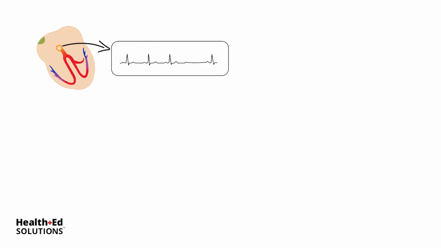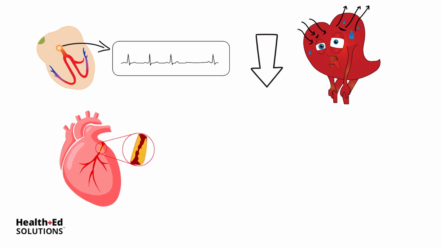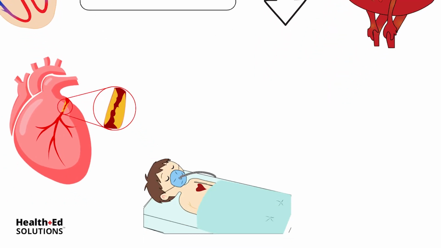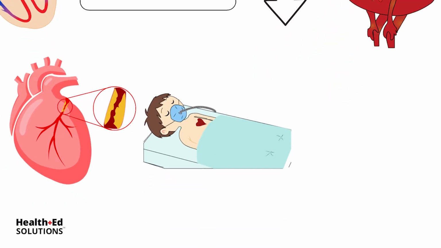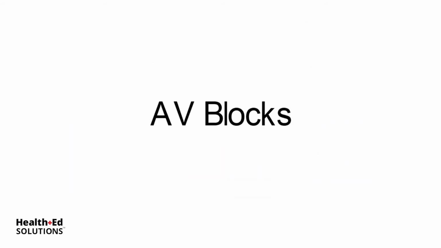For example, a second-degree atrioventricular block, or Mobitz type 2, can cause severely decreased cardiac output, which can compromise coronary blood flow and lead to acute myocardial infarction. This example highlights a symptomatic bradycardia that is directly related to the slow heart rate. Refer to the ECG interpretation section of this course. AV blocks.